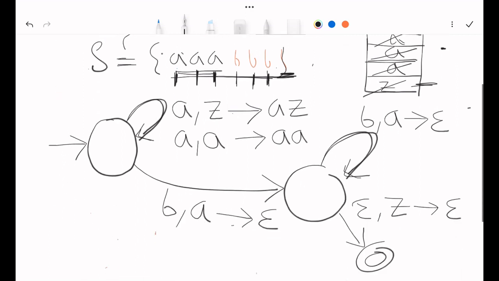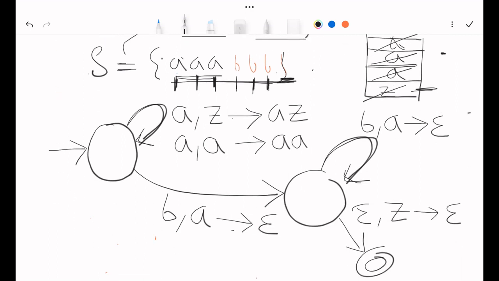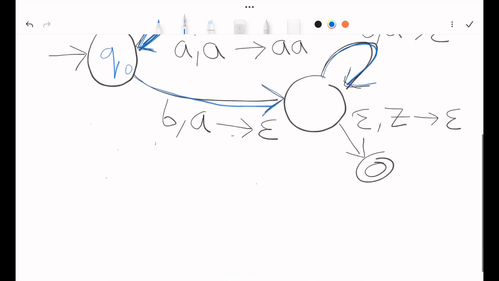DPDA actually. Why is this DPDA? Because according to DPDA, for input A, the transition goes to only one state. This state name is Q0. You are going to only one state. And for B, you are going to only one state. Now we will see the NPDA.